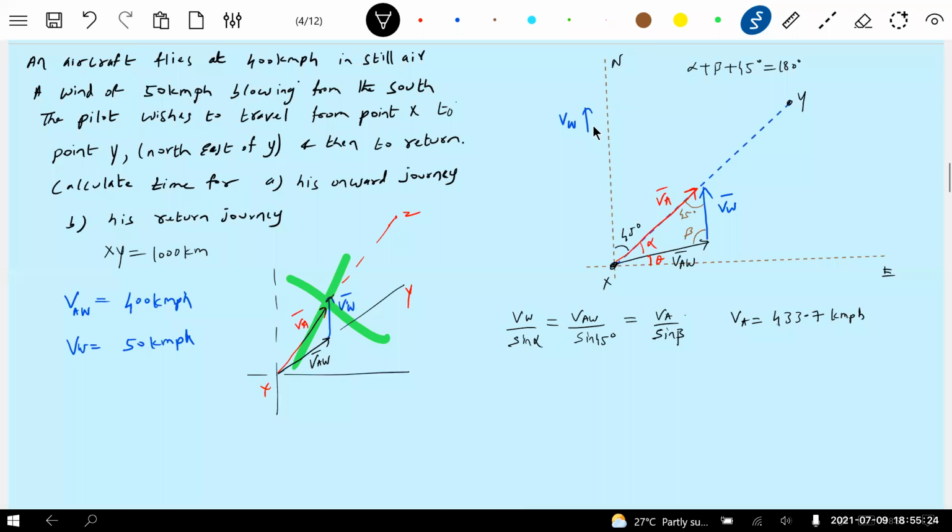So now what is the onward journey time? XY should be equal to VA by thousand by 433.7. So 2.3 hours will take us. Within this time we are going to land there, provided the pilot has studied relative velocity. If you don't know relative velocity, gone. No question of landing at the destination.